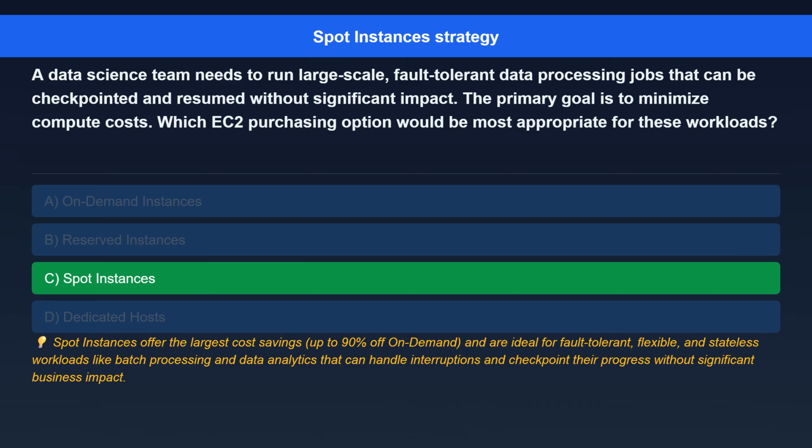The correct answer is spot instances. Here's the explanation. Spot instances offer the largest cost savings, up to 90% off on-demand, and are ideal for fault-tolerant, flexible, and stateless workloads like batch processing and data analytics that can handle interruptions and checkpoint their progress without significant business impact.